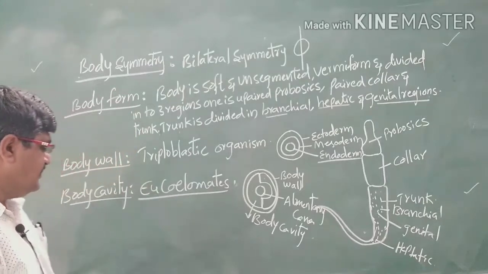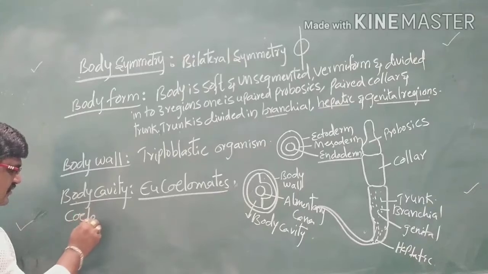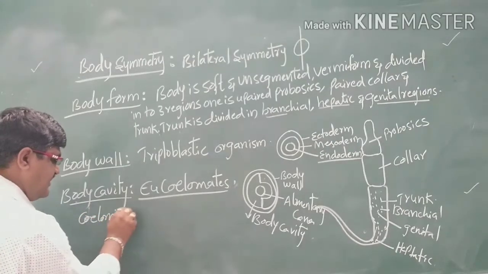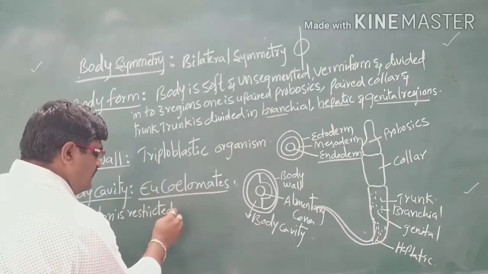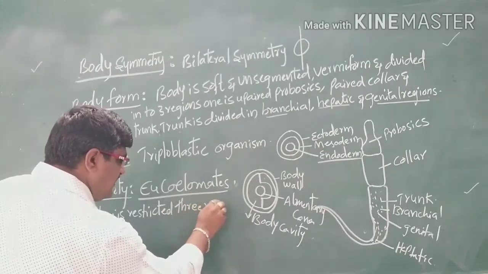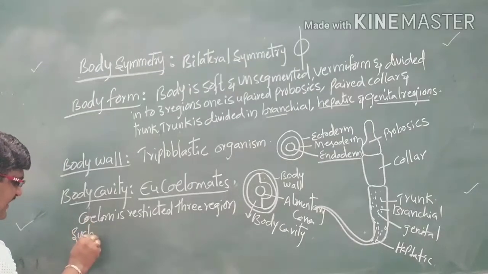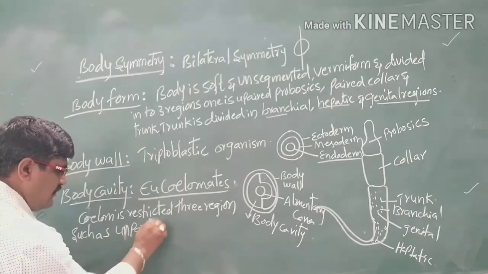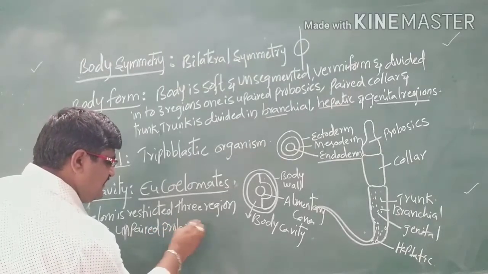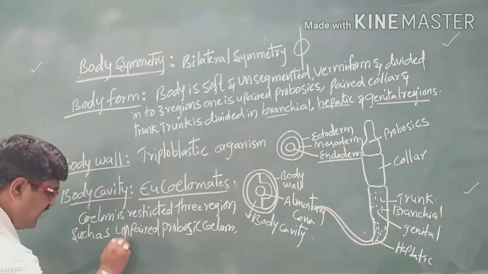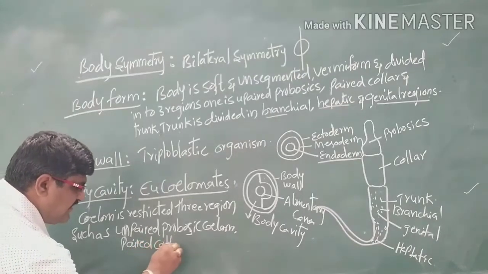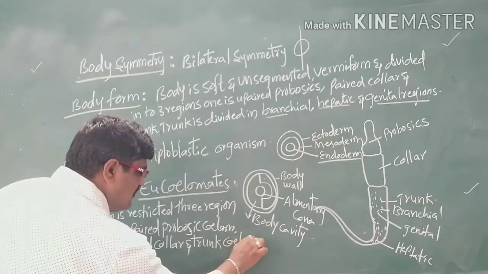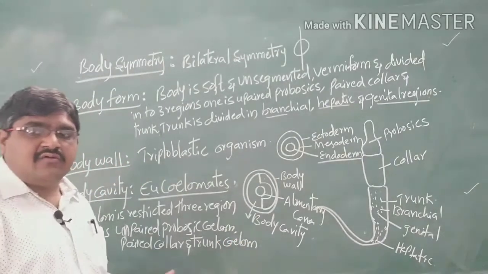The coelom is restricted to three regions, such as the unpaired proboscis coelom, and the second one is the paired collar coelom and the paired trunk coelom. So these are the three regions.